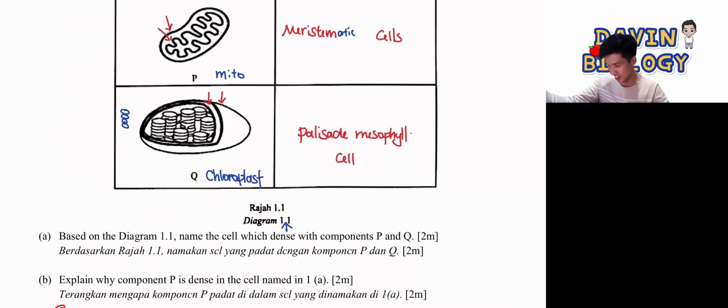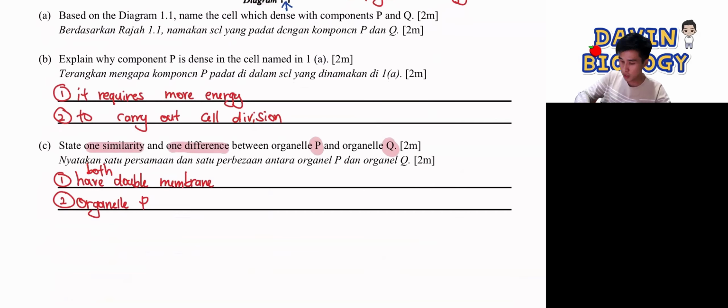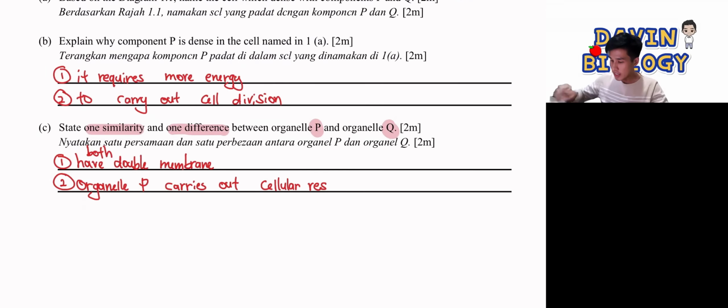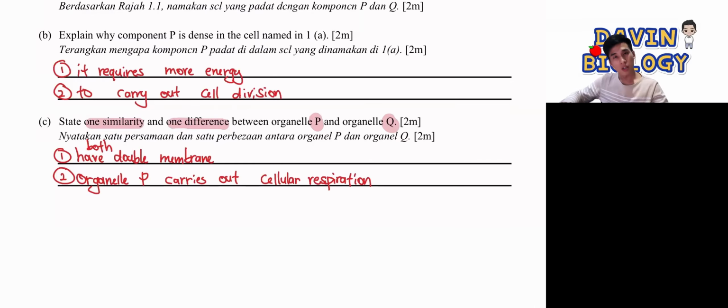Okay, correct. Olives also, yes, very good. So oxygen plus glucose equals energy. That is how energy is produced in living things. That is basically cellular respiration. So P carries out cellular respiration. Sorry, some weirdo interrupted us just now. And then organelle Q, we will say, carries out photosynthesis.